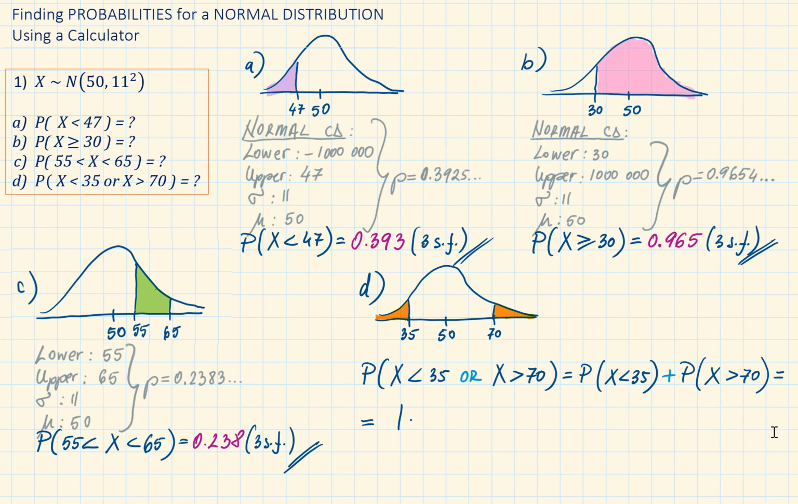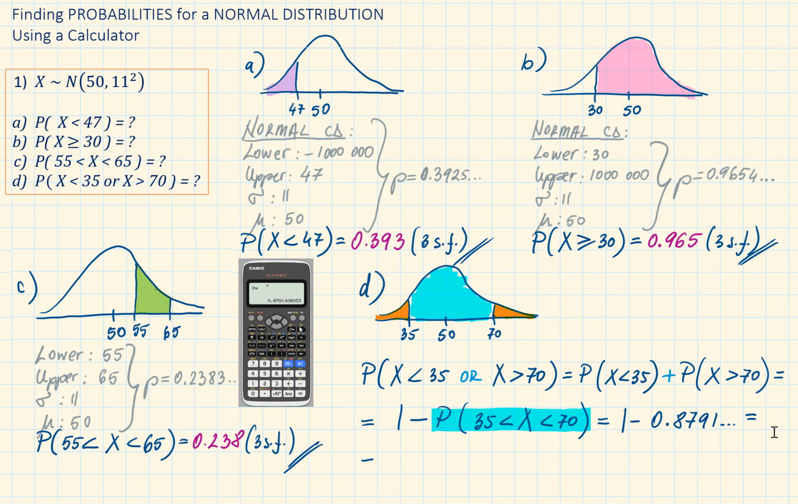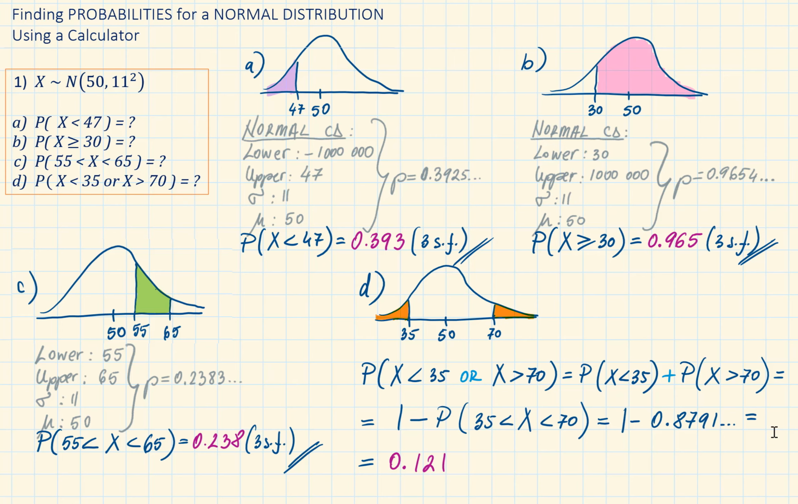We can also write this as 1 minus the probability of the orange area not happening, 1 minus the blue shaded area. On our calculator, we type in for the lower tail 35, for the upper tail 70. This probability is equal to 0.8791 and so on. So the probability of the orange shaded area is 0.121 to 3 significant figures.